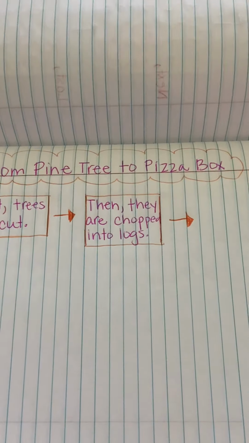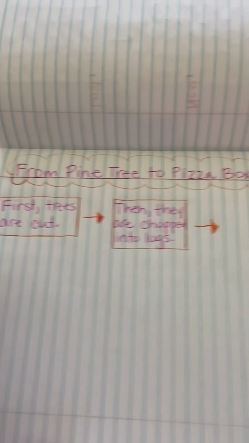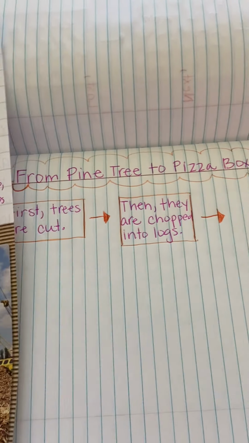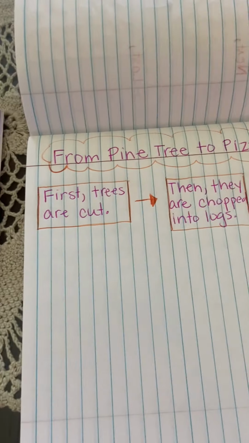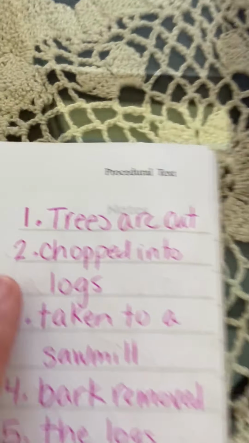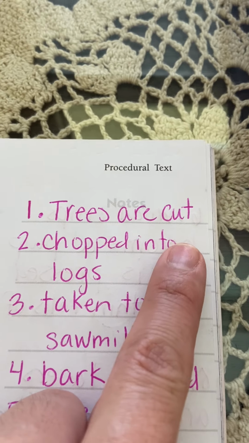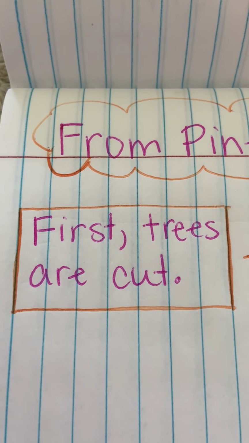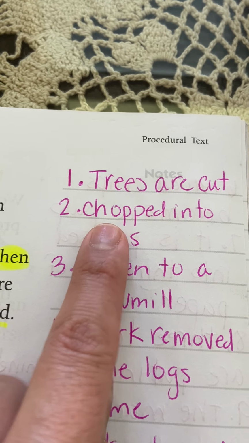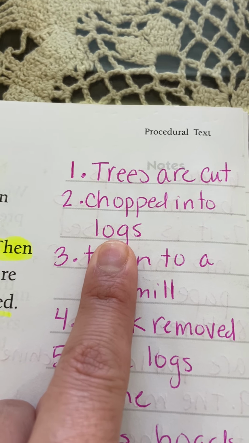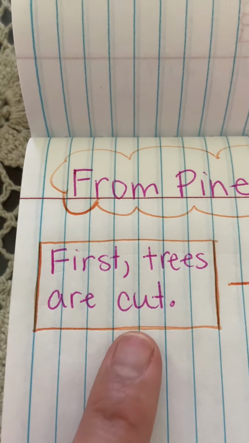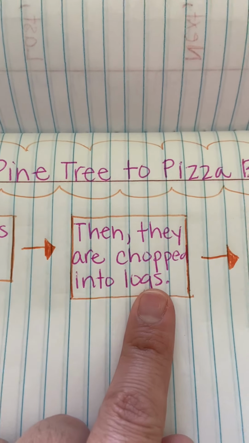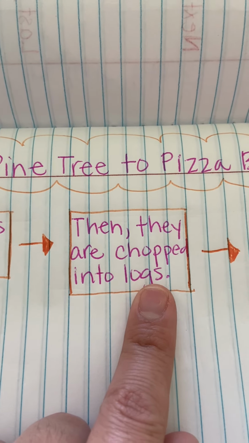So guys, this is going to be easy because we already wrote down the steps, okay? We were doing them as we were reading. So look, step 1 over here, trees are cut. And that's what I put over here. First, trees are cut. Step 2, chopped into logs. That's what I put over here for my step 2. There's 1, here's 2. Then they are chopped into logs.